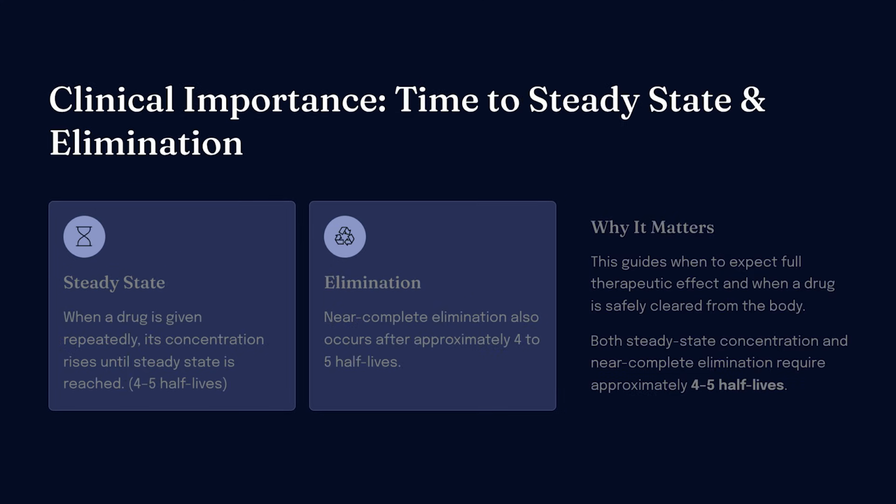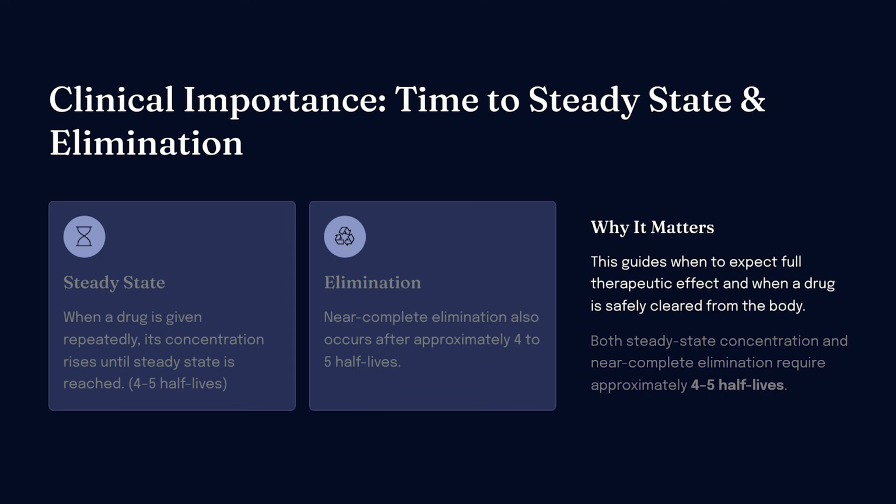Clinical importance. Time to steady state and elimination. When a drug is given repeatedly, its concentration gradually rises until steady state is reached. For most drugs following first-order kinetics, this takes approximately 4 to 5 half-lives. The same principle applies when a drug is stopped. Near complete elimination also occurs after approximately 4 to 5 half-lives.